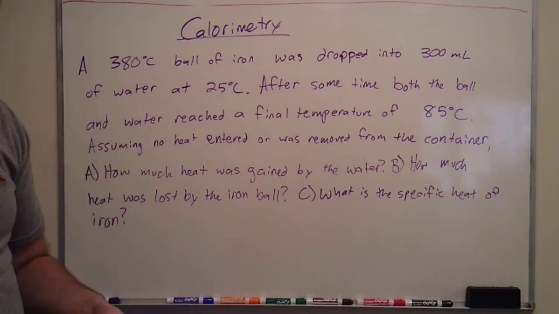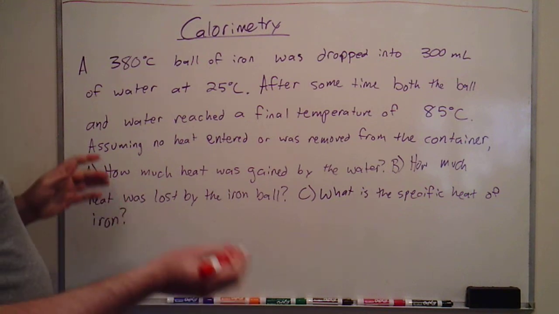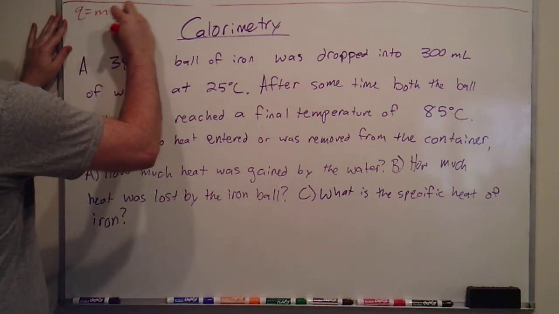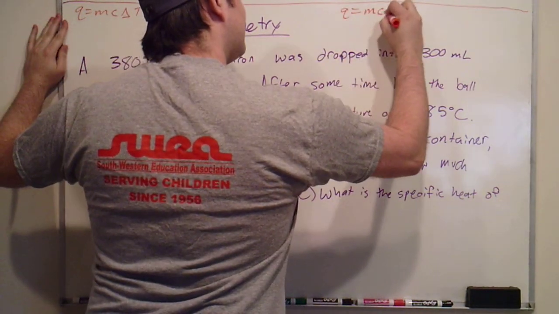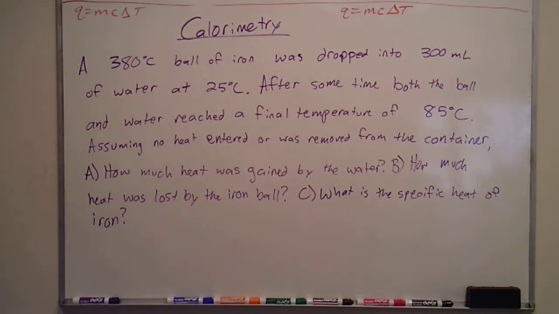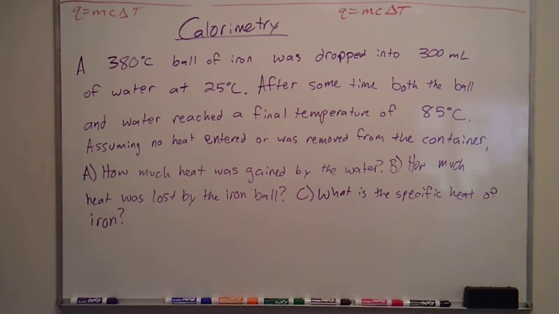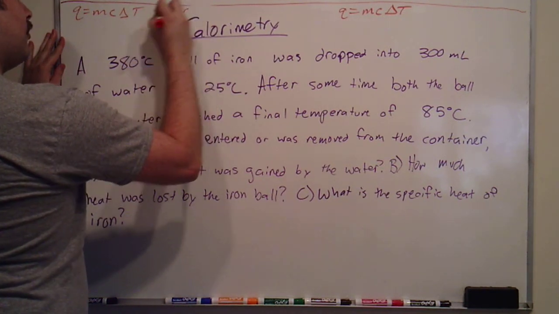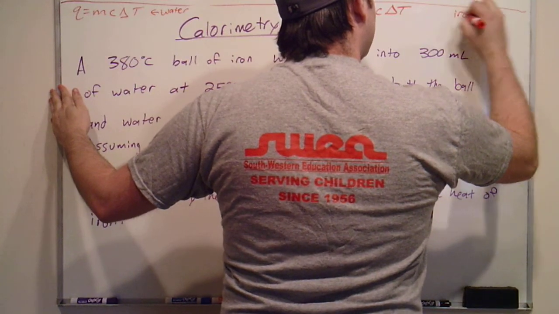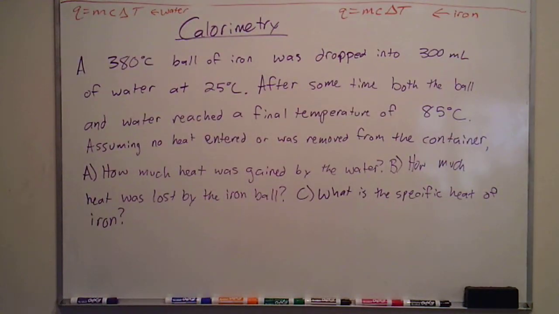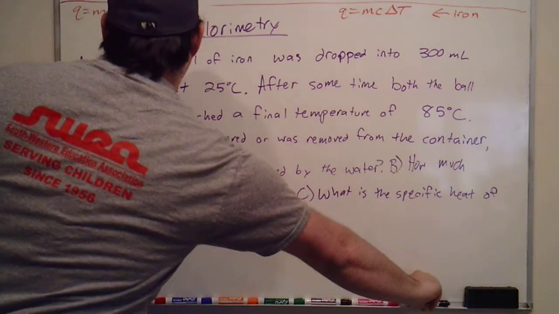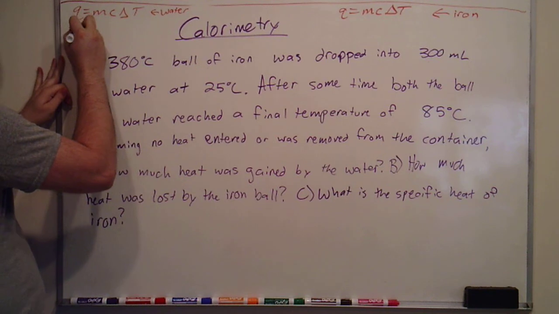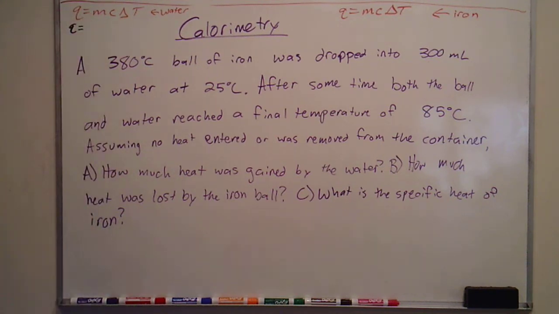Let's go ahead and start labeling some stuff here. If we need to do Q equals MC delta T for two different substances, we're going to do it for the water and for the iron. We should probably label some stuff out. So this is going to be for water, and this is going to be for iron. At this point, the Q for water, how much heat for water do we have? That's what it's asking for in part A.